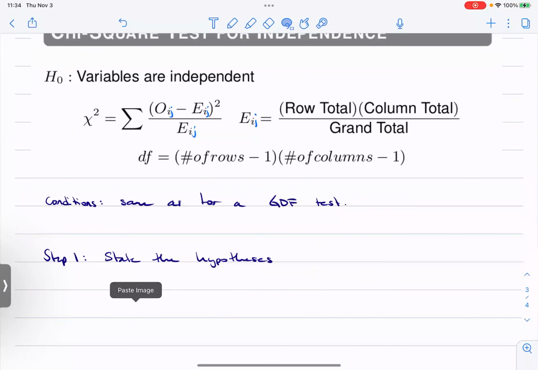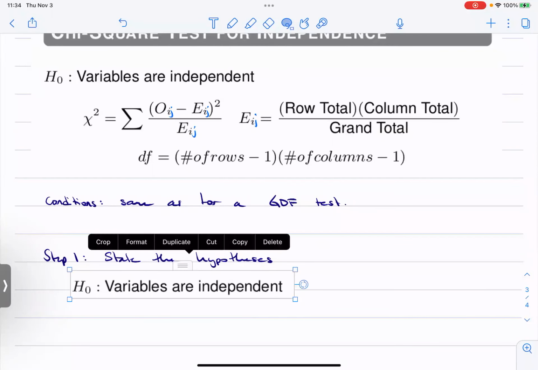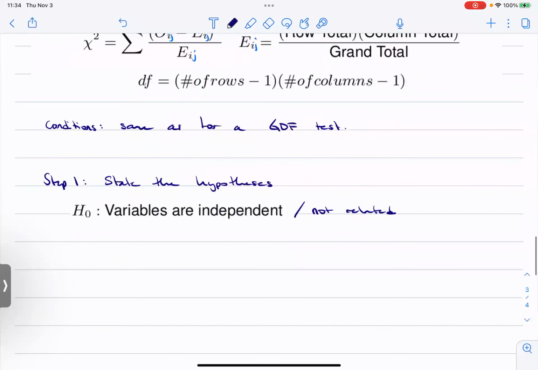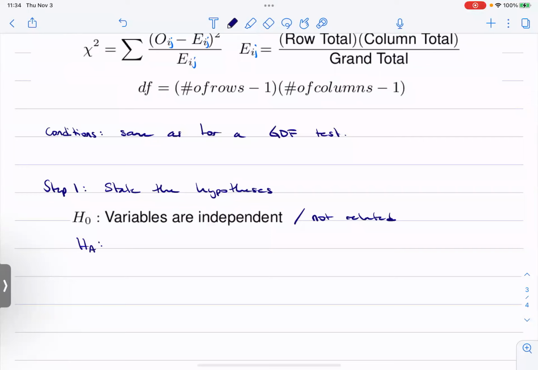You're going to make it question specific, of course. The variables are independent or, oh sorry, mixed those up, not related, if you prefer. And then the alternative is that the variables are not independent. It's kind of how I like to word things because I like to have the "not" in there. But if you want to, you can say dependent.